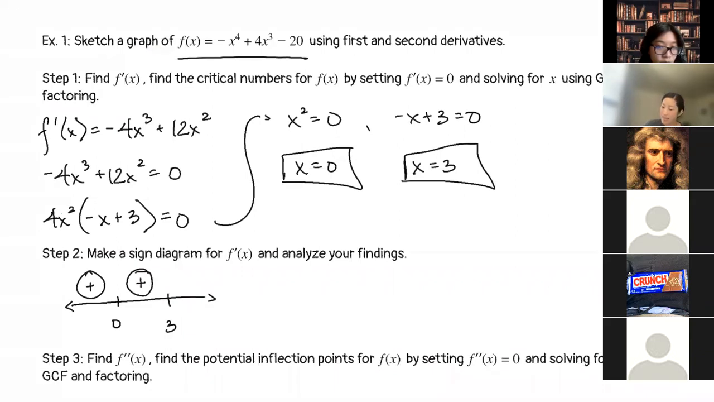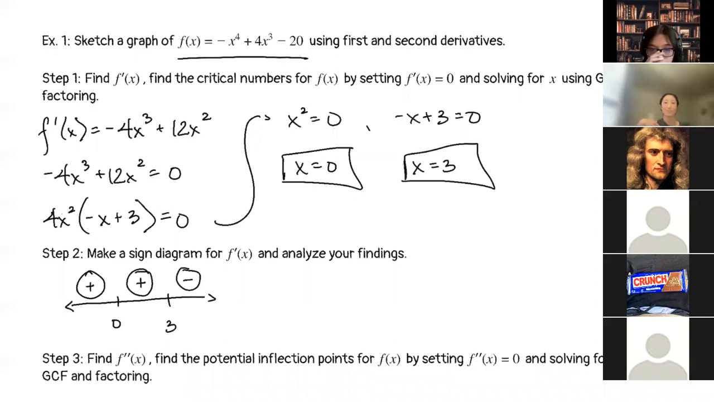Let's do that one more time. I want you to pick your favorite number that is bigger than 3. Could be as large as you want. Plug it into the derivative because we're interested in slope. Tell me about the sign of your answer. Yeah, negative. Good.